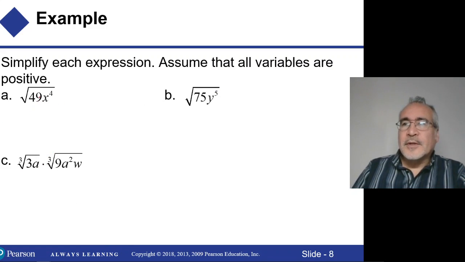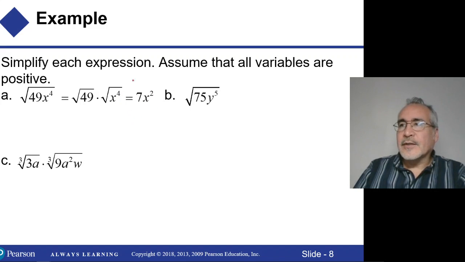Again, this one you're going to see is pretty straightforward. 49 is a square root of 7, and then we're going to take half of this, so 4 divided by 2. So they break it into two houses. First one is 7, the second one is 4 divided by 2, which is x squared. So they all come out of the house.